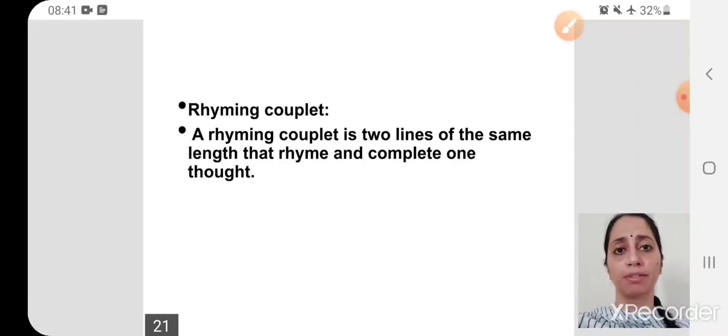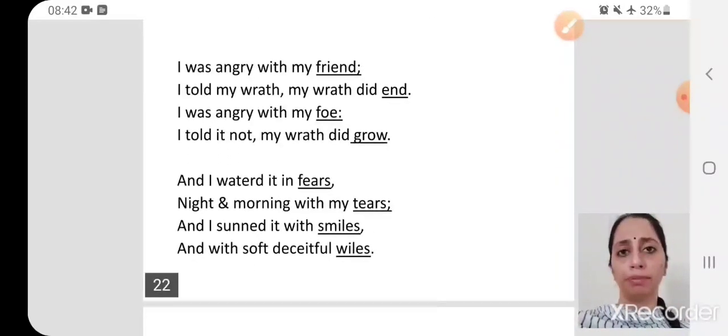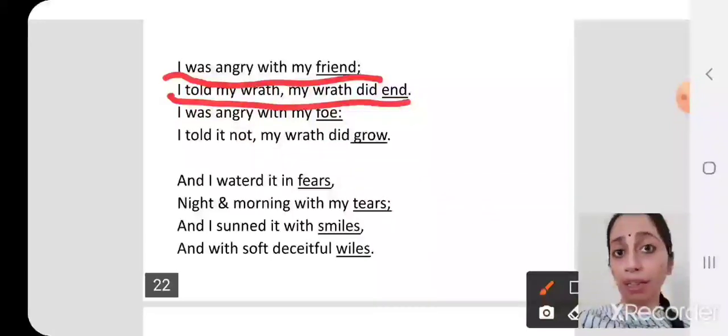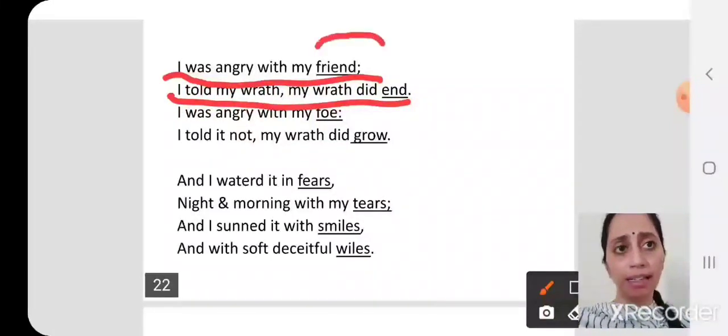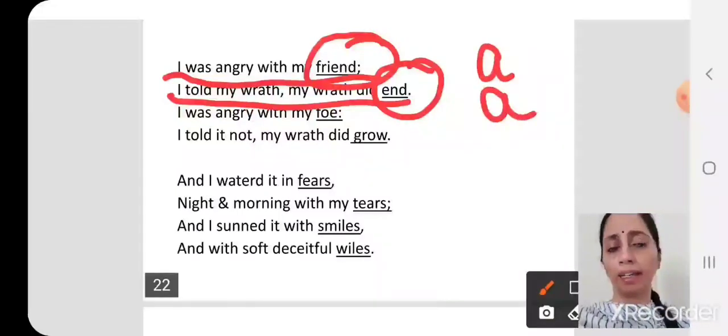Let me just explain this to you. Look at the poem over here. The first stanza: I was angry with my friend, I told my wrath, my wrath did end. So, if you see this line and this line, they complete one thought, and these words, friend and end, sound similar, so we will denote A.